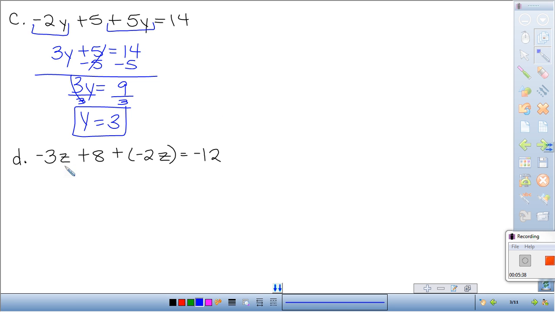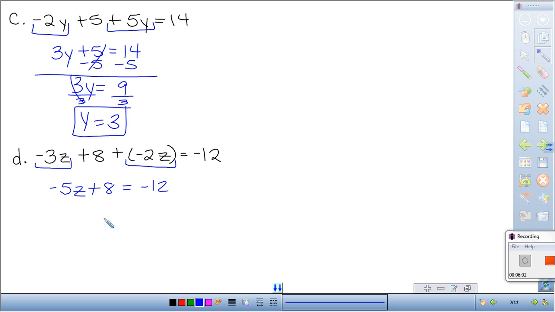Let's look at D. So same thing. We have negative 3z and negative 2z. We have to get all of our z's together before we can solve. Negative 3z and negative 2z, they have the same sign, so we add and keep the sign. 3 and 2 is 5, so negative 5z. What else is left? Plus 8 equals negative 12.